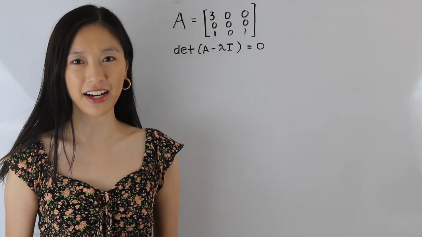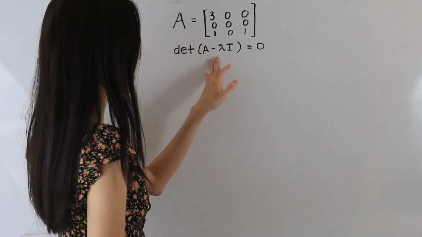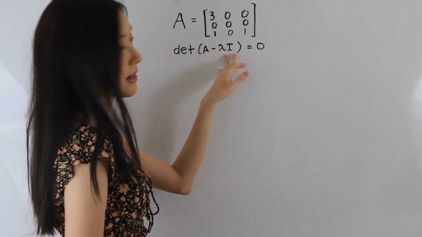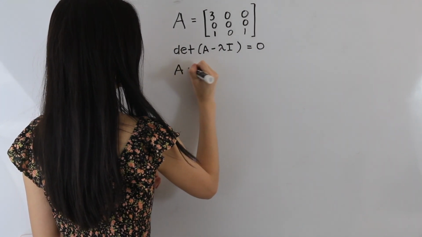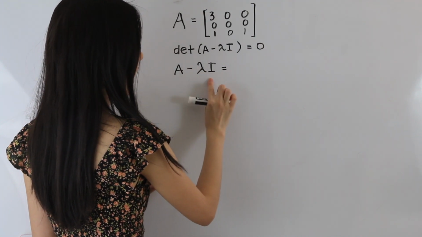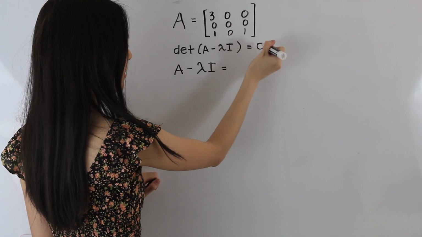Today we are going to be learning how to find the eigenvalues of a 3x3 matrix. So here we have a matrix A, and we know that the determinant of A minus lambda I is equal to 0. So let's go ahead and find out what A minus lambda I is equal to. A minus lambda I is the same thing as taking this matrix A and subtracting the diagonal elements by lambda.